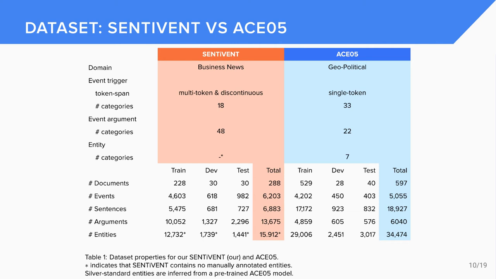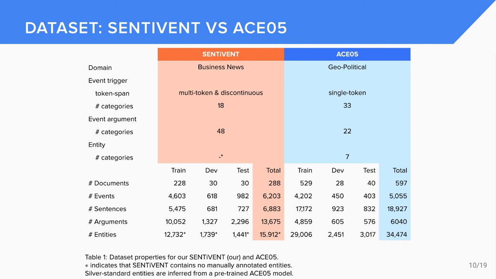ACE also annotates entity types and restricts arguments to these types. We did not include a preceding entity annotation phase. We also did not restrict event trigger annotation by morphosyntactic rules like ACE does. This has two advantages. Events are less constrained in the definition, so we get more coverage, and annotation cost goes down.